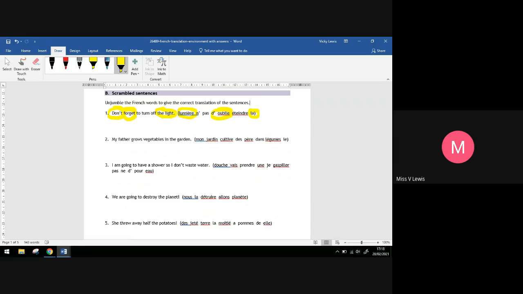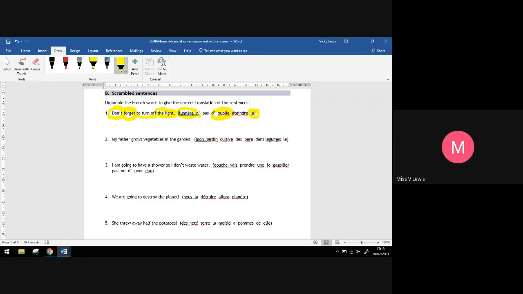And you've got ne and pas. Now look for the clue there. You've got n apostrophe. So we know that it's likely to go in front of a verb that begins with a vowel. Look, there we have. Okay. Remembering also that after a negative, what are we not forgetting to do? Well, how many verbs have we got? We've got oublier and to turn off.